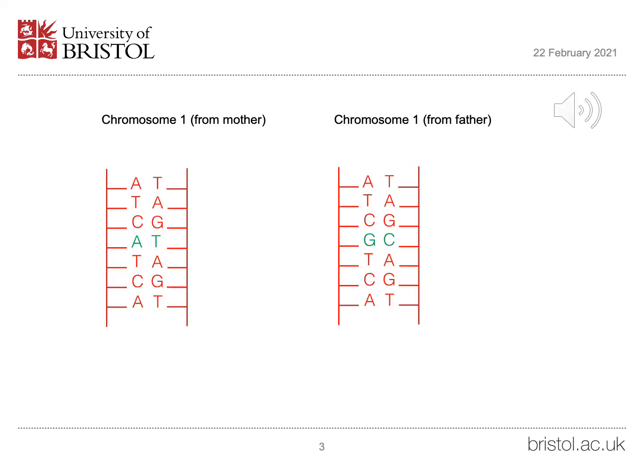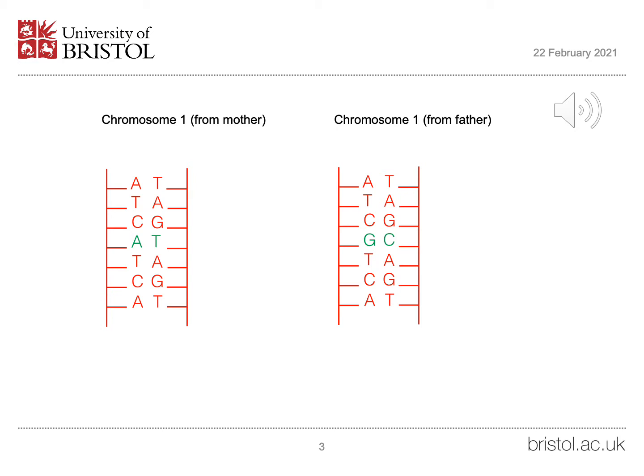Each of us has 23 pairs of chromosomes in the nuclei of all of our cells. The diagram shows a small group of bases from part of chromosome 1. One copy of chromosome 1 was inherited from the mother, and the other copy of chromosome 1 was inherited from the father. The bases shown on both chromosomes are similar, except for one pair of bases shown in green.